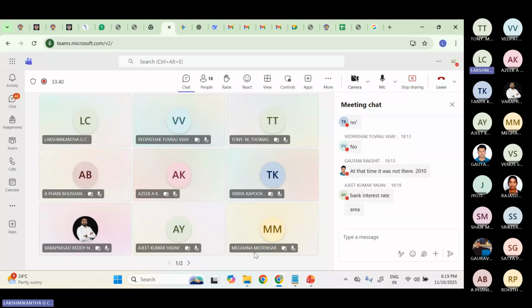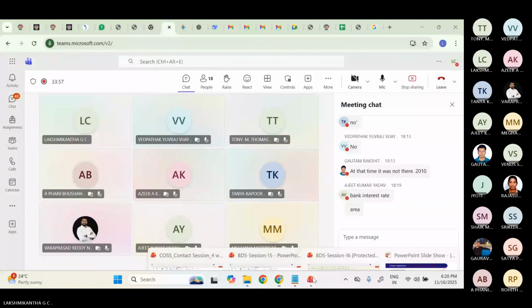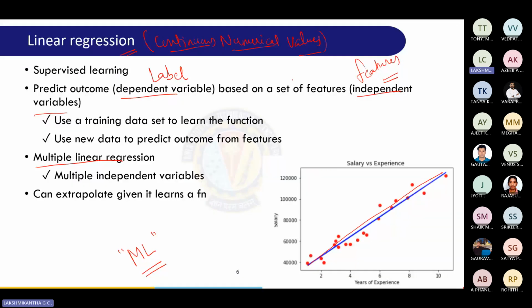So area, number of rooms, location, age of the house, and number of bathrooms. These are the features we are going to use to predict house price, right? Yes or no? And I have told you one more point here. Somewhere I've shown you that. What is that? Yeah, training data. So this training data set is used to learn the function.